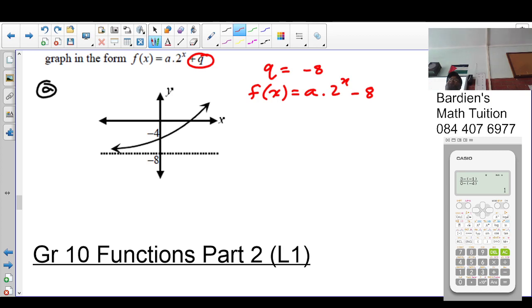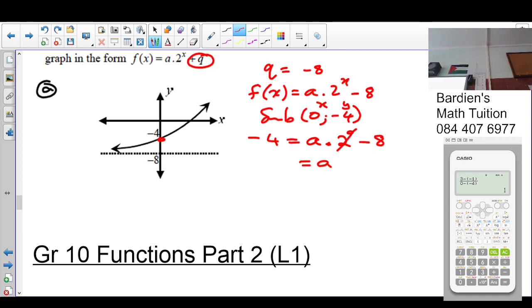So what must still be solved in this question? A. Do we have a point that's lying on the curve? Yes. So we're going to substitute 0 and negative 4, an x and a y. You all agree with that? Negative 4 is equal to a times 2 to the 0 minus 8. What's 2 to the 0? 1. So negative 4 plus 8 is 4. So f of x is equal to 4 times 2 to the x.